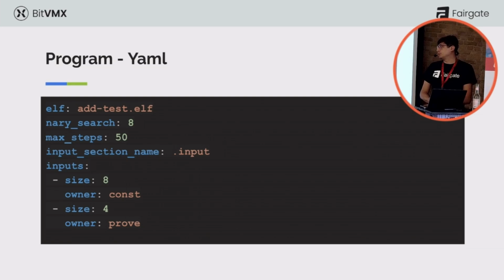Then you have the inputs. In this case, the input is composed of two parts. The first part being a constant of size 8, which is actually 4 bytes from the A input and 4 bytes from the B input. And the C input will be the other 4 bytes that you will see that says owner proof and the previous owner const.